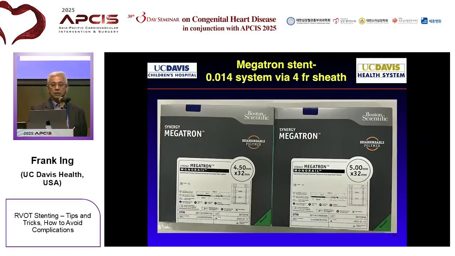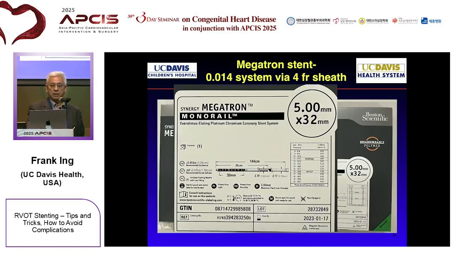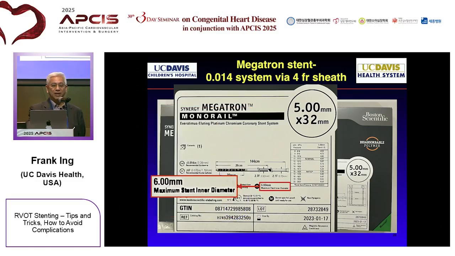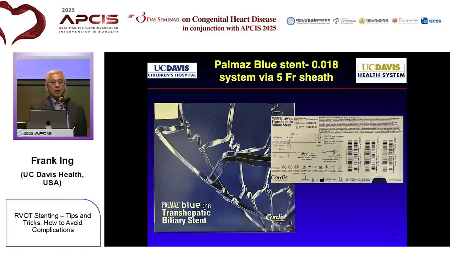So here's an example of the Megatron stent. If you look at it, you can see that this is mounted on a 5 millimeter balloon, and you can see that if you overinflate it above the rated pressure, it can actually get to 5.6 or so. But if you look at this category, in the small print right there, it can actually go up to 6 millimeters. So it's a really good one to use in an RVO stent, especially if you're anticipating that you want the baby larger before surgical repair. There's another stent that I didn't put in here that can go up to 5.75, and the name escapes me now, but I tend to use the Megatron.